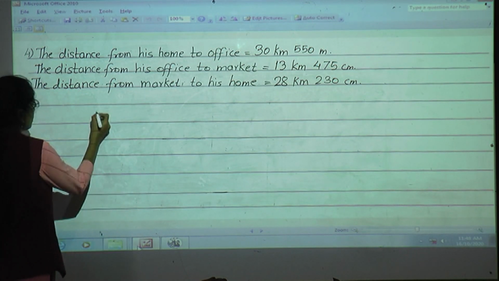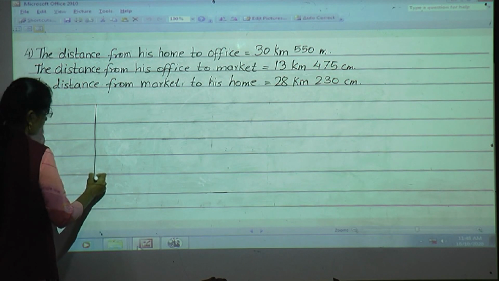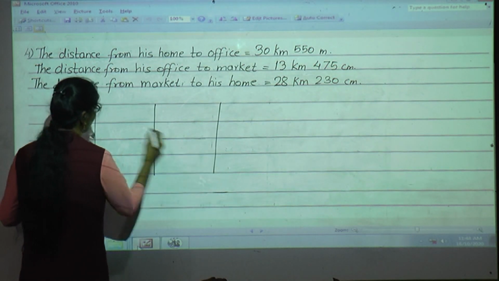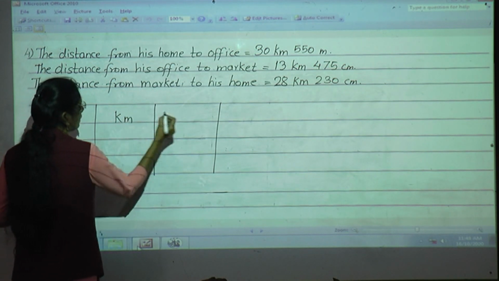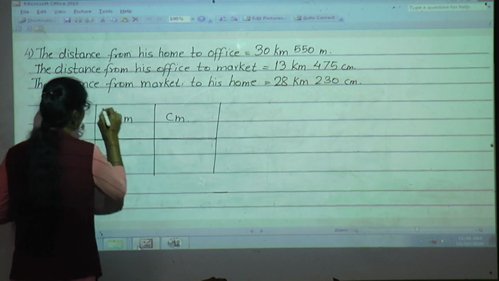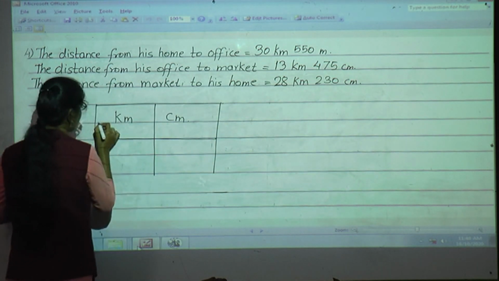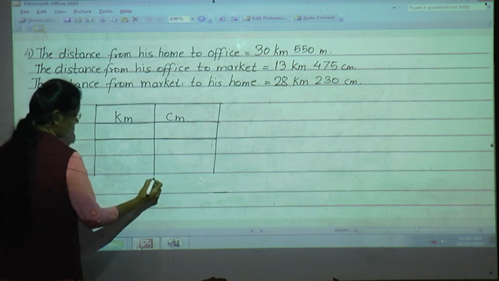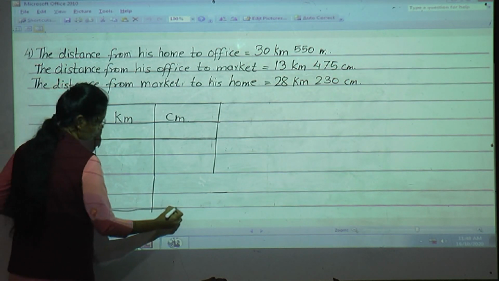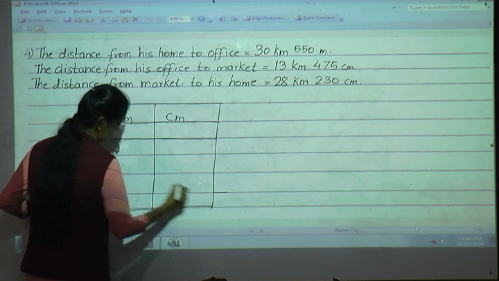So let us do the addition. Make two columns. One is for kilometer and another is for meter. Leave one line for the carry. Properly first you have to make a box and then put the values in the box. Here we have to do the addition of three numbers.